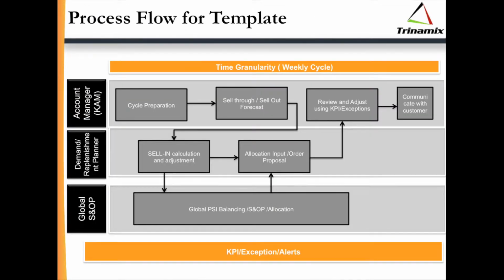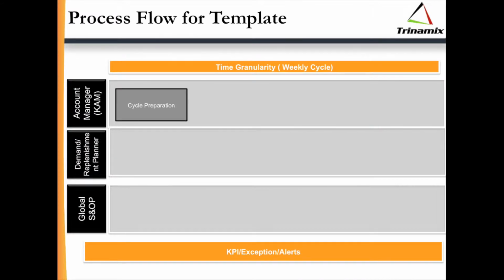Here are the roles and processes we are going to see in the system. The important roles are Key Account Manager, also known as CAM, Demand Planner, and Global S&OP Owner. And we will see the end-to-end process in the system now. Let's start the process with the cycle preparation. Let me take you to the system.